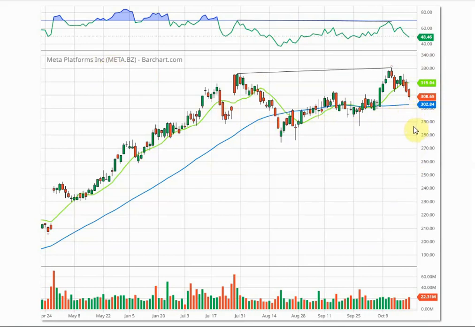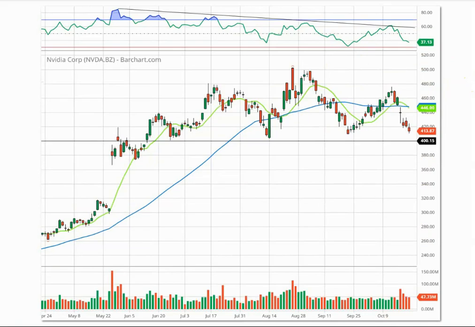Again, we need the general market, more specifically the technology sector, the QQQs, to perform well, and it is not. So until that changes, it looks like Meta is going to have some problems.